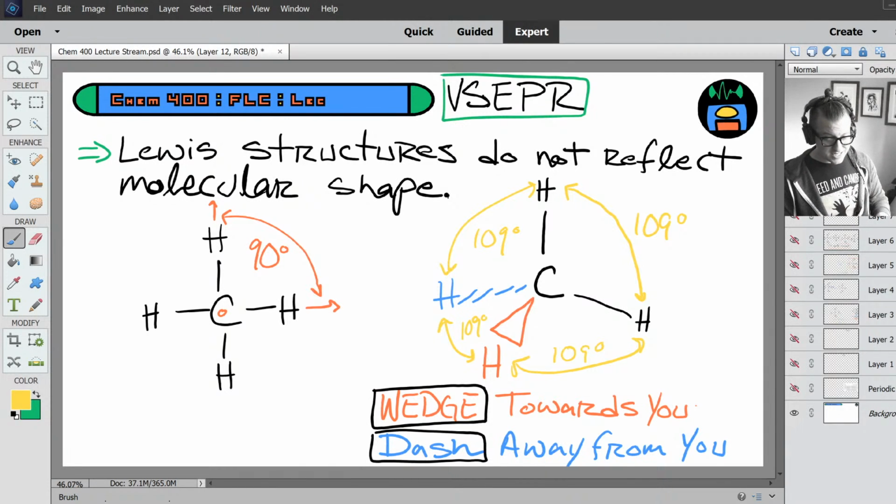So what I have drawn here is a three-dimensional representation of the molecular structure of methane, of CH4. And this is where we're going to take the information given to us by our Lewis structures, which is which atoms are connected to which and how they're connected, and use it to develop an idea of the three-dimensional shape of each molecule. And this is called VSEPR theory.